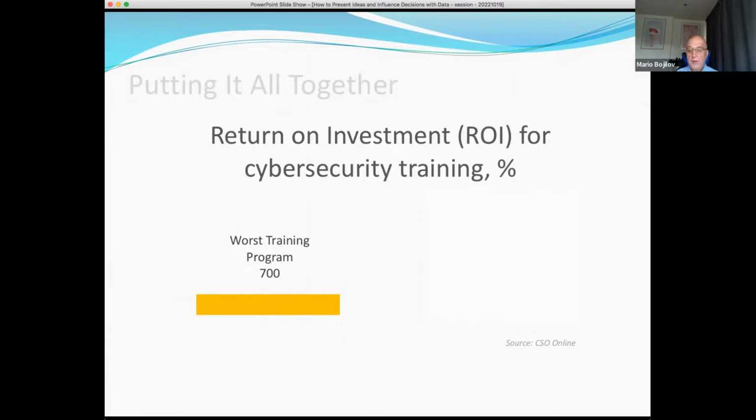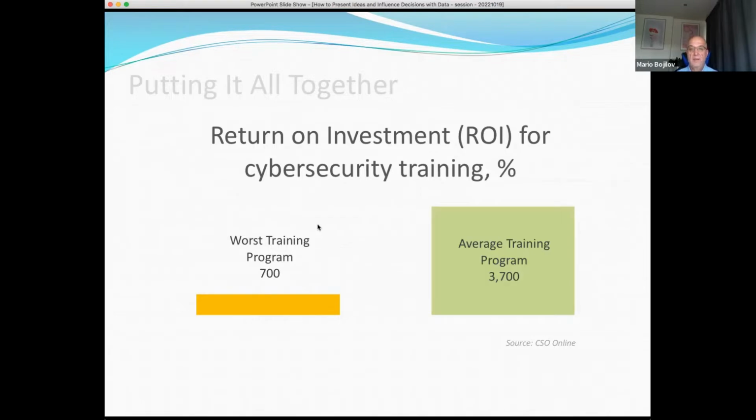When we look at cybersecurity training, this is one of the most efficient mechanisms for doing it. The worst cybersecurity training program provides a return on investment of 700%, 7 times. So if you invest 100 ringgit per person, you are going to get 700 ringgit return.